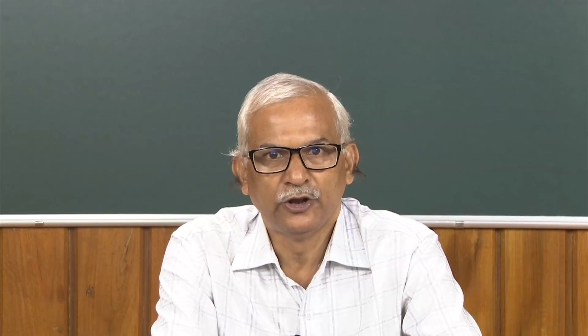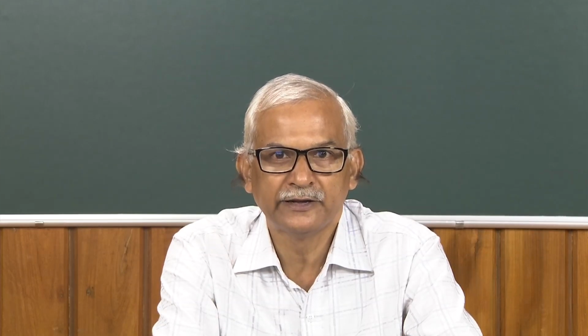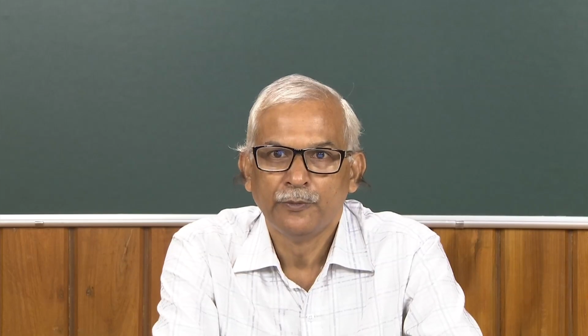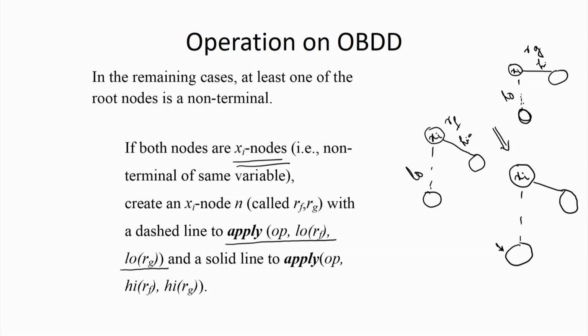So, what is low and high? Basically these are two functions, low n and high n. Given a non-terminal node n in a BDD, we define low of n to be the node pointed to via the dashed line from n. Similarly, high n is the node pointed to via the solid line from n. So we are going to have those particular low and high, and accordingly we are going to perform the operation with respect to these two nodes, below this particular point. We will see these things.